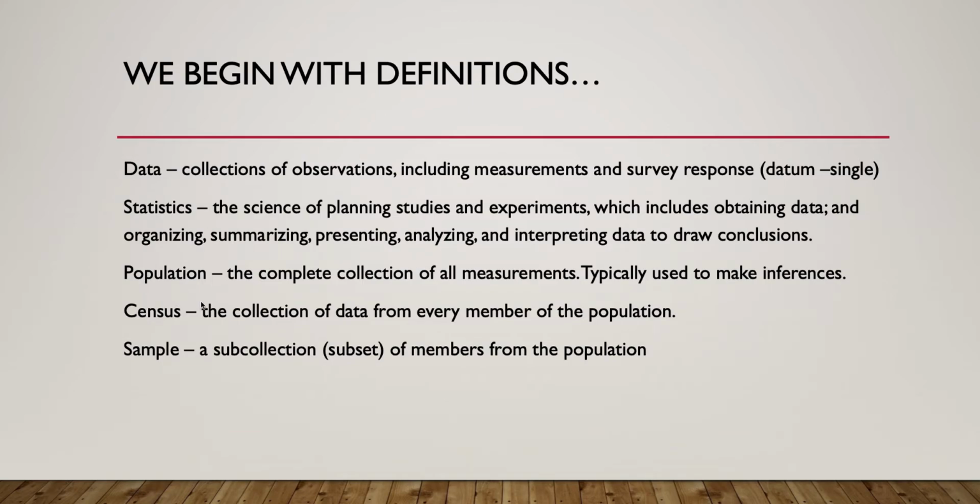The population is the complete collection of all measurements. It's typically used to make inferences. A census is a collection of data from every member of the population. And a sample is a subcollection or a subset, or just merely a small part of the members from the population.